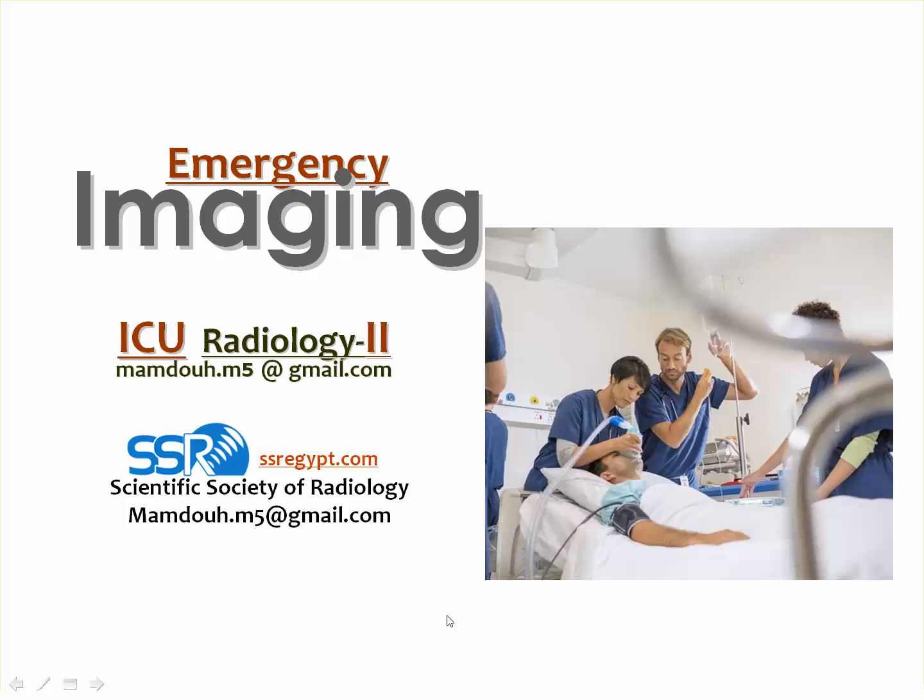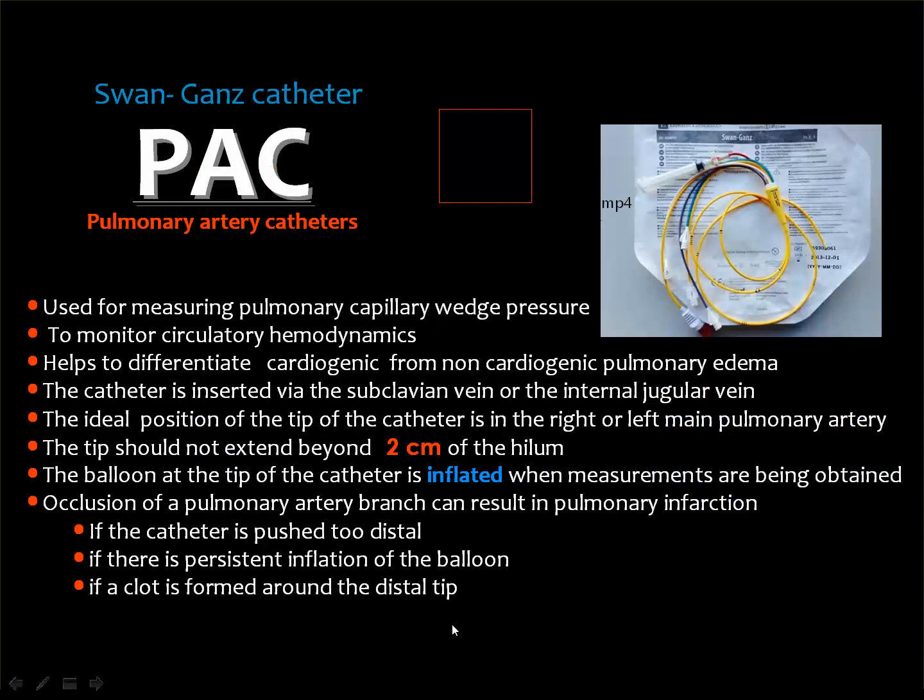Then we'll continue with the discussion of the possible lesions that can occur in the lung, in the pleura, and in the mediastinum for those who are in the intensive care unit. This is one of the two devices, which is the Swan-Ganz catheter or the pulmonary artery catheter. It is used to measure the pulmonary capillary wedge pressure and to monitor the circulatory hemodynamics. And sometimes it can help to differentiate between cardiogenic and non-cardiogenic pulmonary edema.